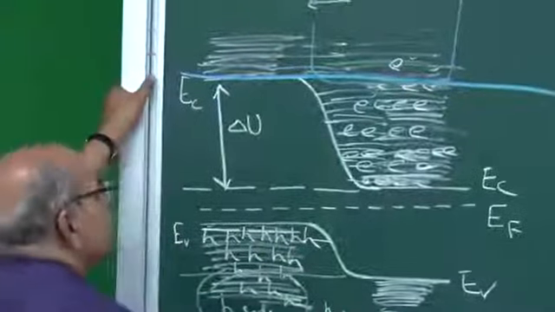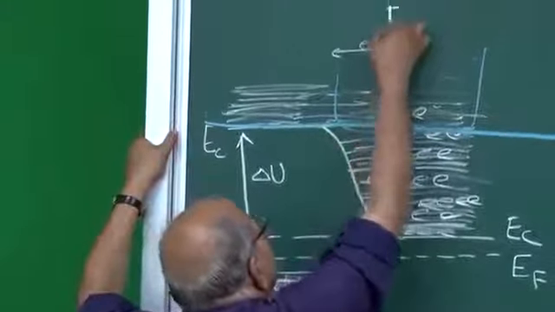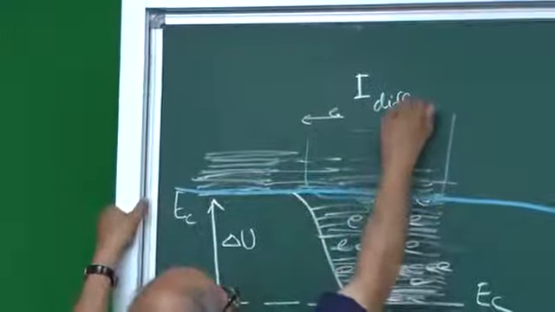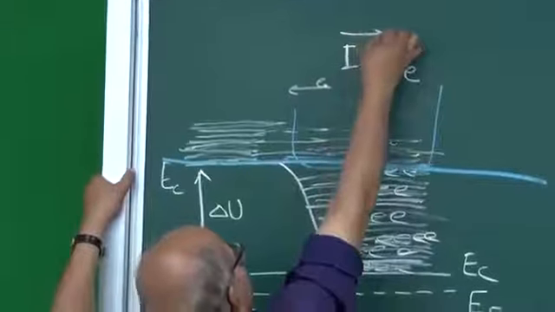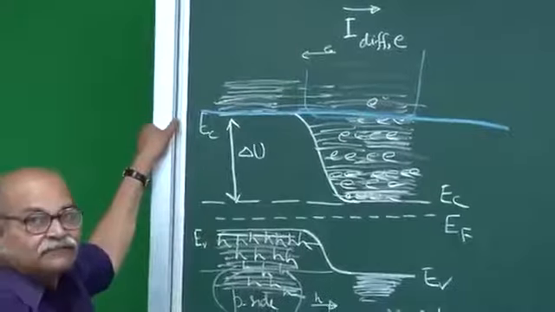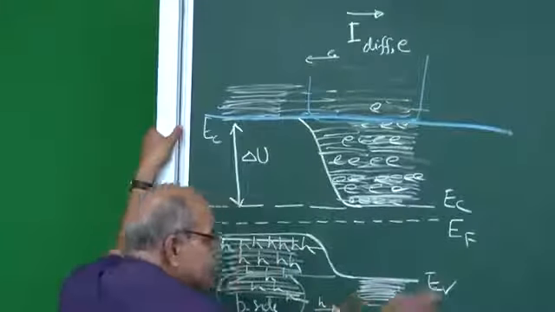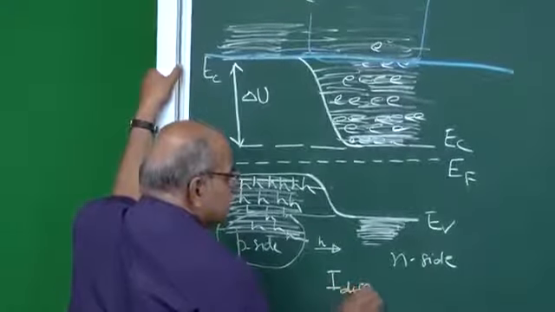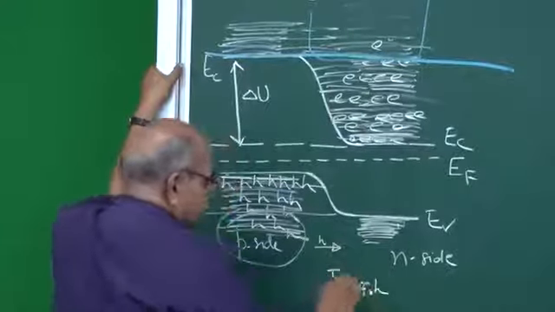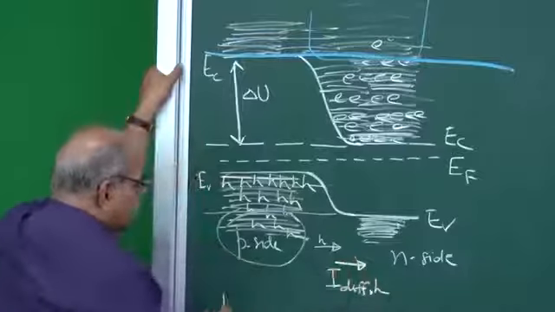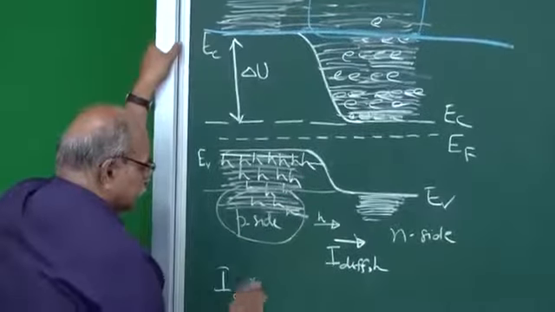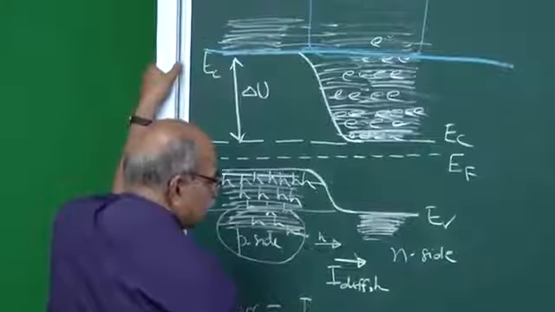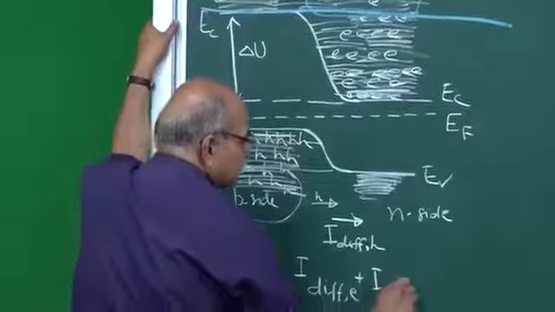And therefore, you will have a current. This is the current because of this electron diffusion. You can call it I diffusion because of electrons. And the direction will be opposite to the direction of electron movement. And here, because of the holes going this side, you again have a diffusion current. You can call it I diffusion because of holes. And the direction is once again the same. And so you have I diffusion, which is equal to I diffusion because of electrons plus I diffusion because of holes.